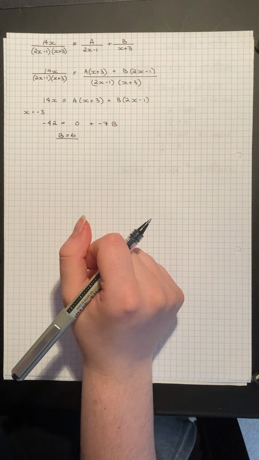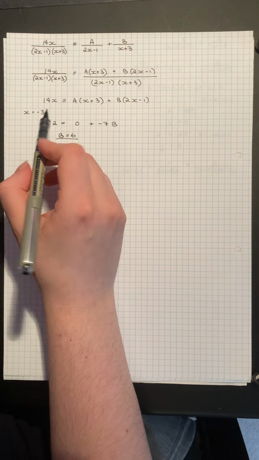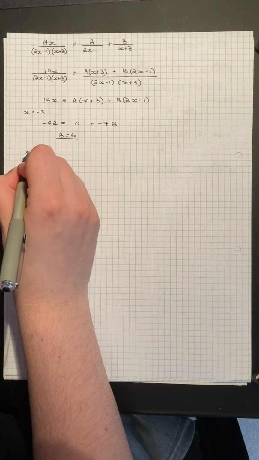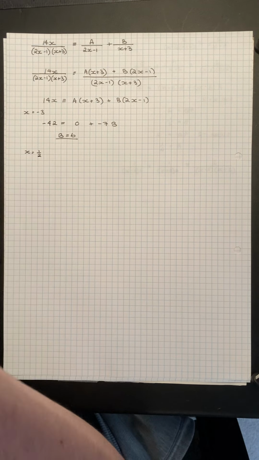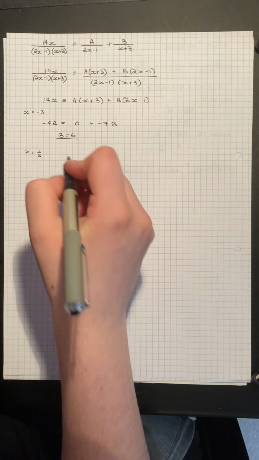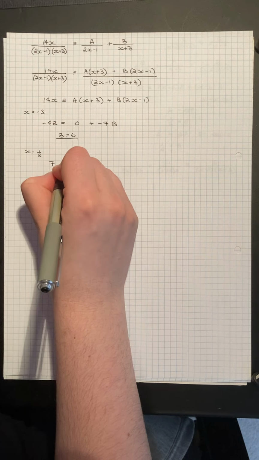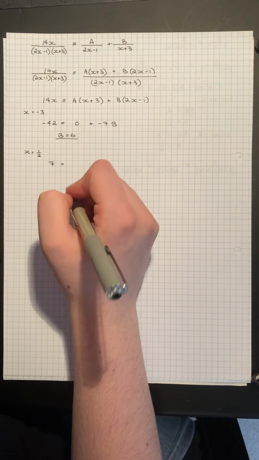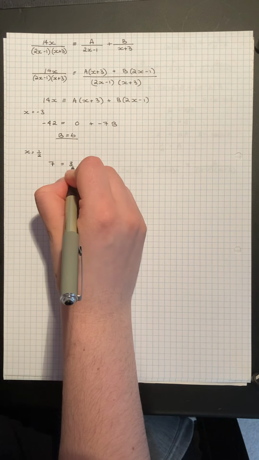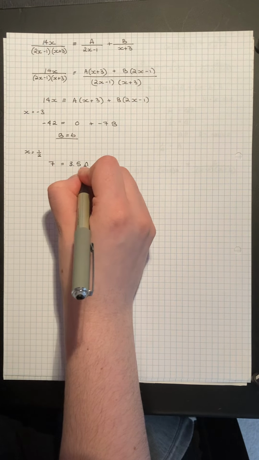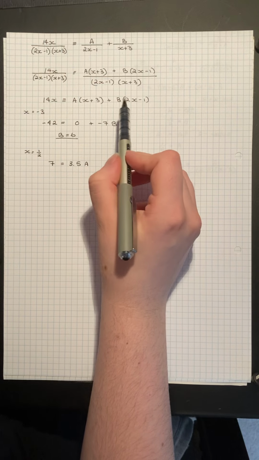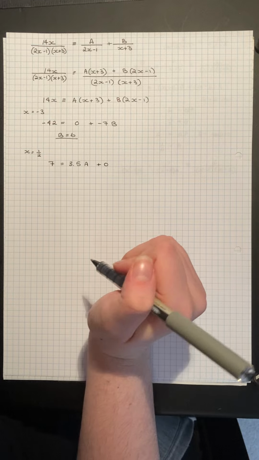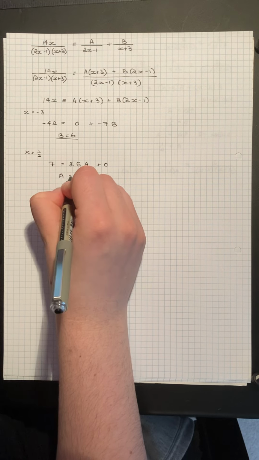Okay, now I want to choose another strategic value that's going to get rid of this bracket, and that I think is going to be a half. So if we substitute in x equals a half, we end up with, on the left hand side, 14 times a half, which is 7. Then here we end up with a half plus 3, which is, well, we can just write 3.5a even. As you can see, that's going to be nice and easy. So then that's going to be 0, so that's going to be plus 0. So a is going to be 2.